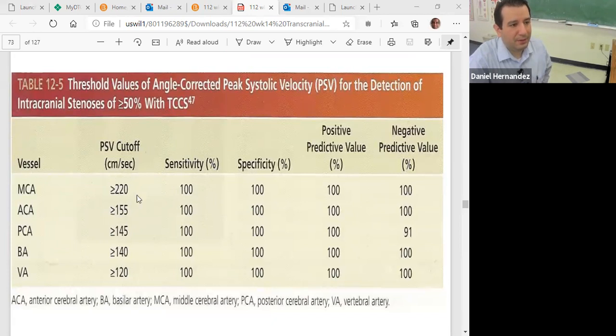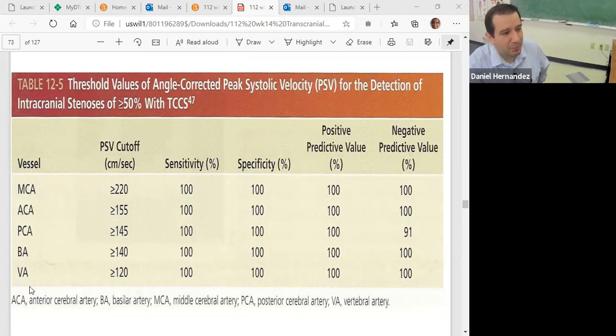And if we have a peak systolic velocity greater than 220 for our middle cerebral artery, we have 100% sensitivity and specificity that we have a stenosis greater than 50%. So this chart will most likely be in a lab that's doing your TCCS for your values of 220, 155 for your anterior cerebral artery.